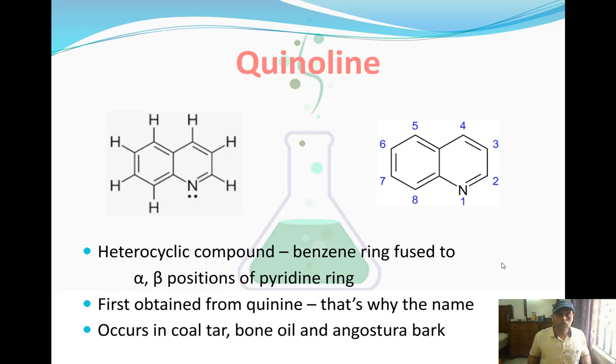Let's study quinoline first. As you can see, this is the structure of quinoline. Quinoline has two rings, right? One is a benzene ring, the other is a pyridine ring. The benzene ring is fused with the pyridine ring at the alpha and beta positions of pyridine. So let's check that here.